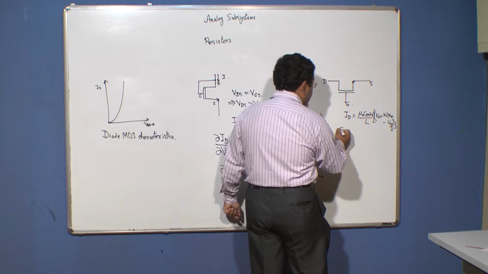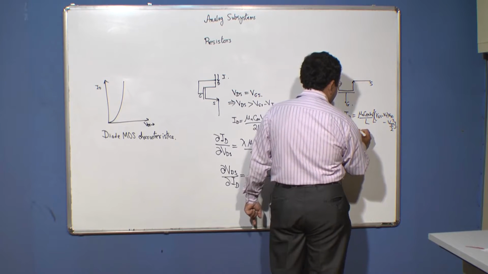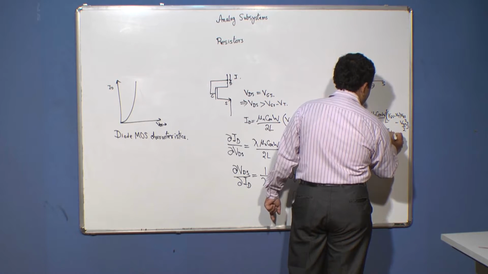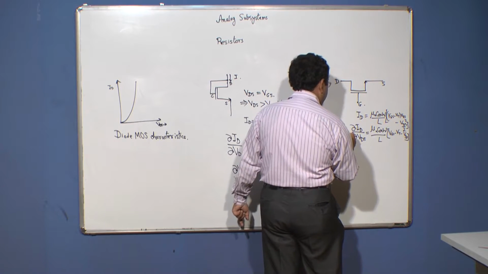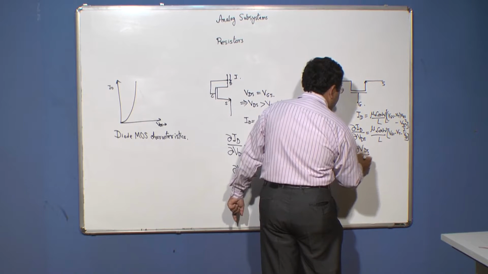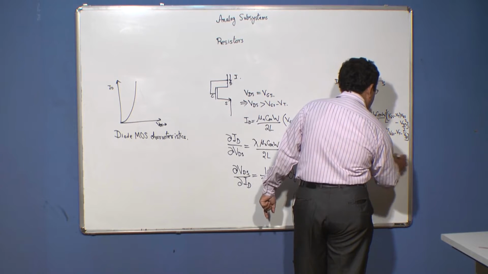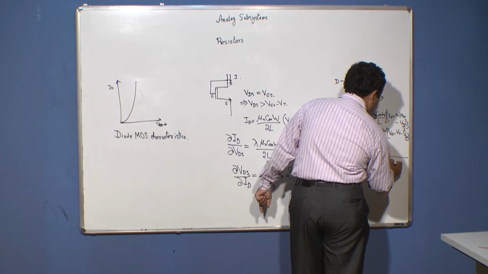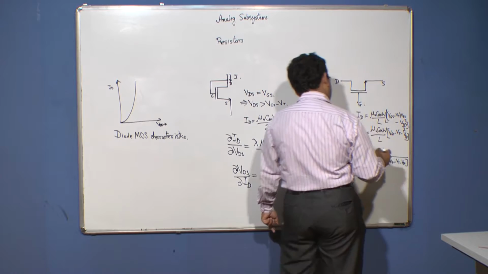Now, if we do del ID del VDS, then this is equal to mu n COX W by L into (VGS minus VT minus VDS). So, if we invert it, we will get del VDS del ID, that gives us L by mu n COX W into (VGS minus VT minus VDS).